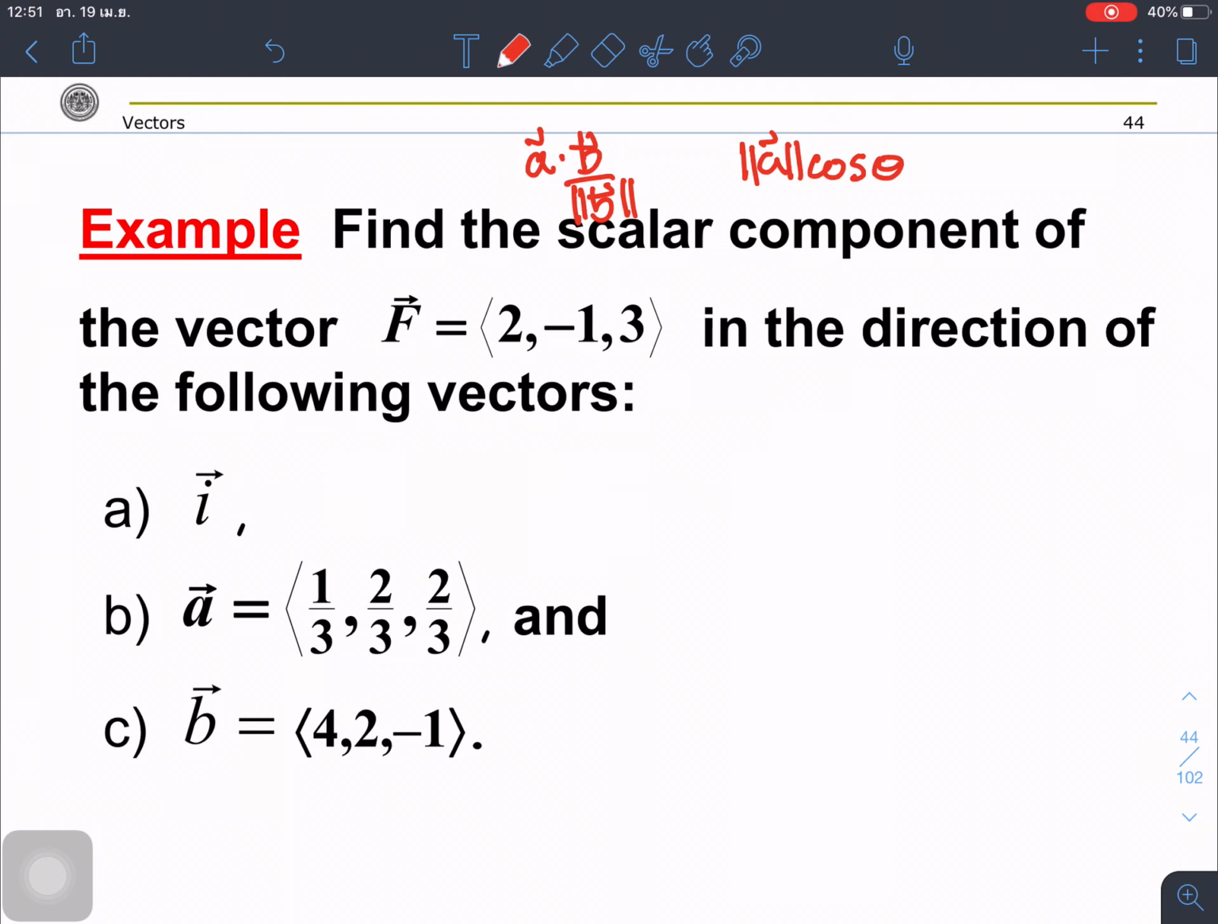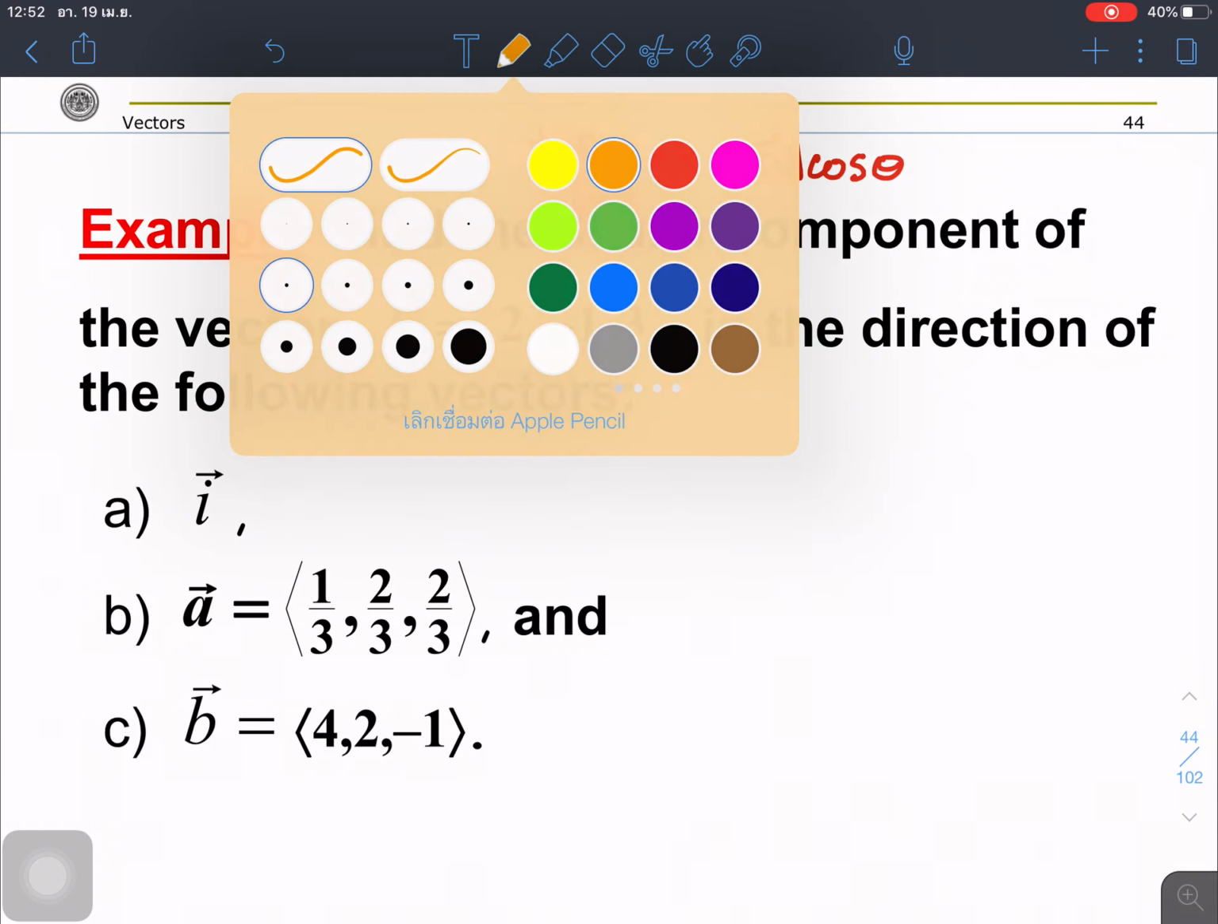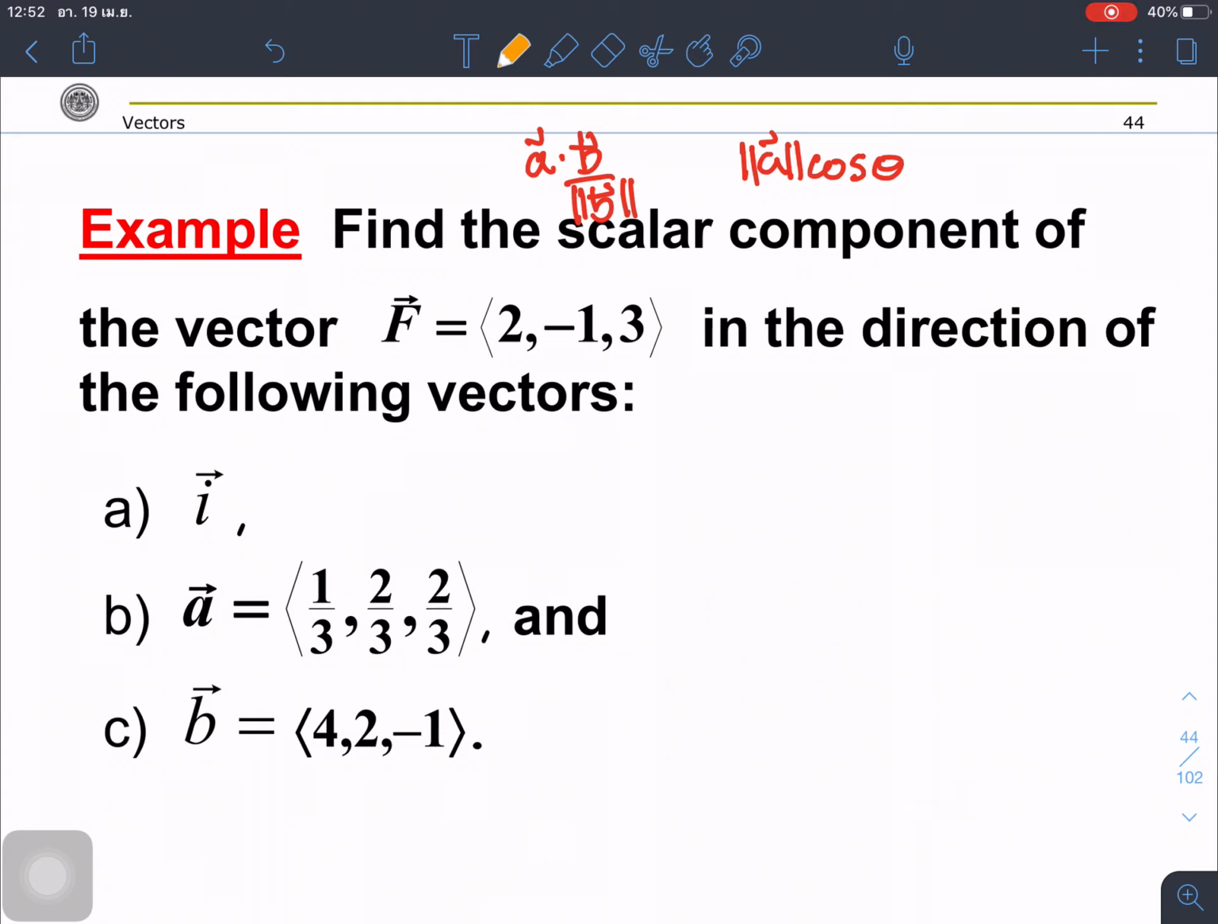Okay, so here's what I'm going to do. The answer for A is you have to find F dot I divided by the length of I, but the length of I is just one, right? You don't have to compute this, we already know it's just one. So you find F dot I, and F dot I is just 2 times 1, since I is just (1, 0, 0). 2 times 1 plus 0 plus 0, so it's 2.